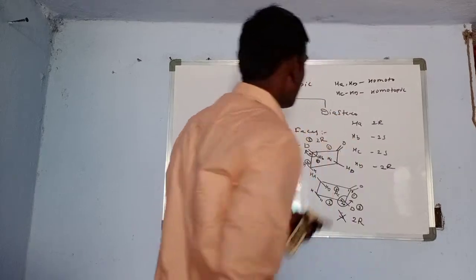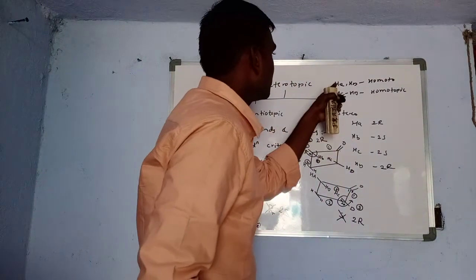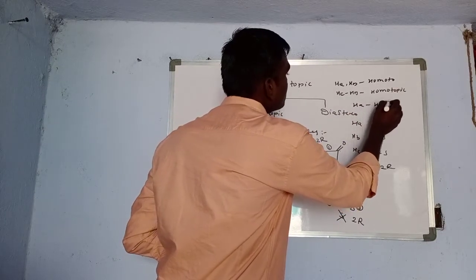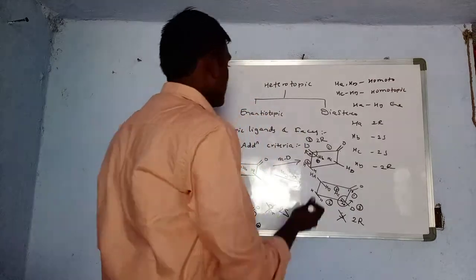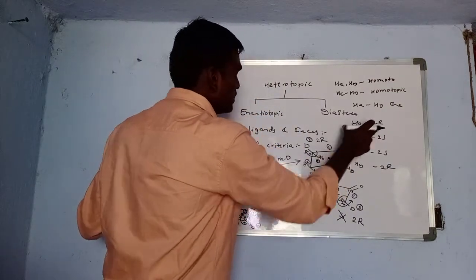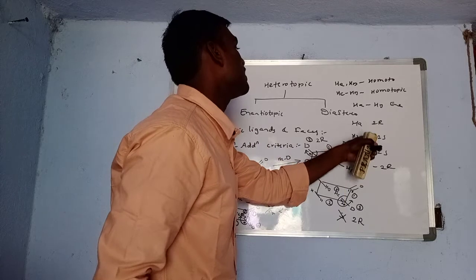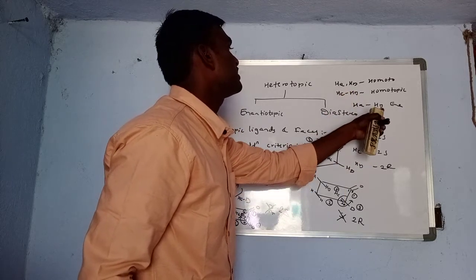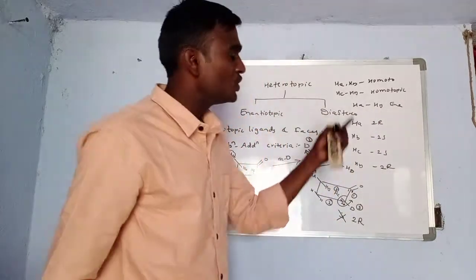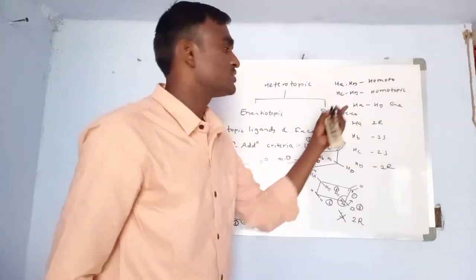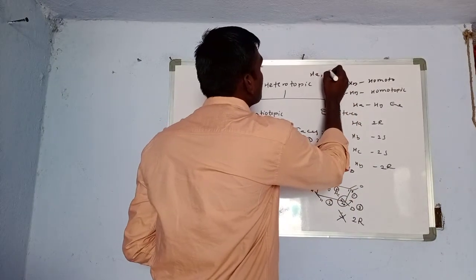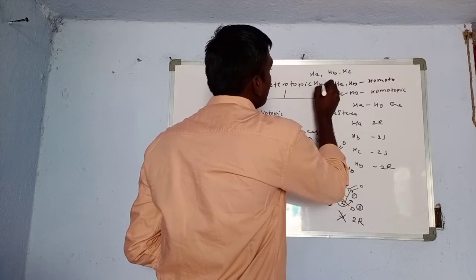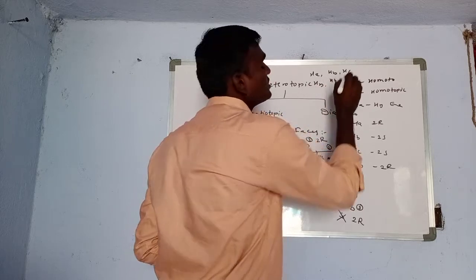But when HA is related to HB, that is enantiotopic. If HA gives R and HB gives S, these two configurations are inverted, which means they produce enantiomers. So HA is enantiotopic with HB and HC. Similarly, HD is enantiotopic with HB and HC.